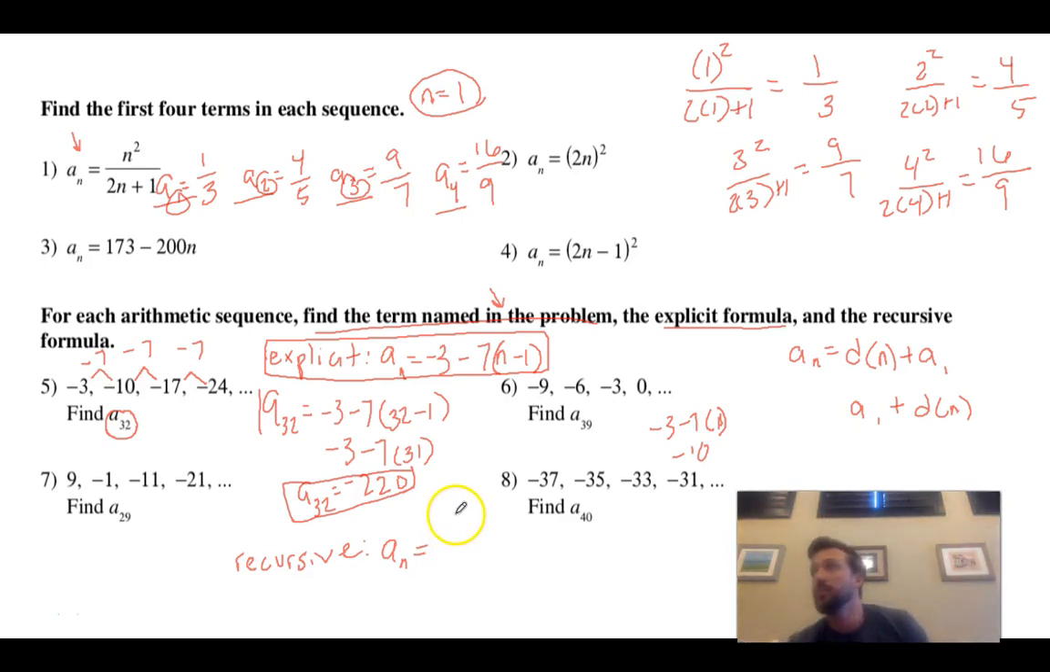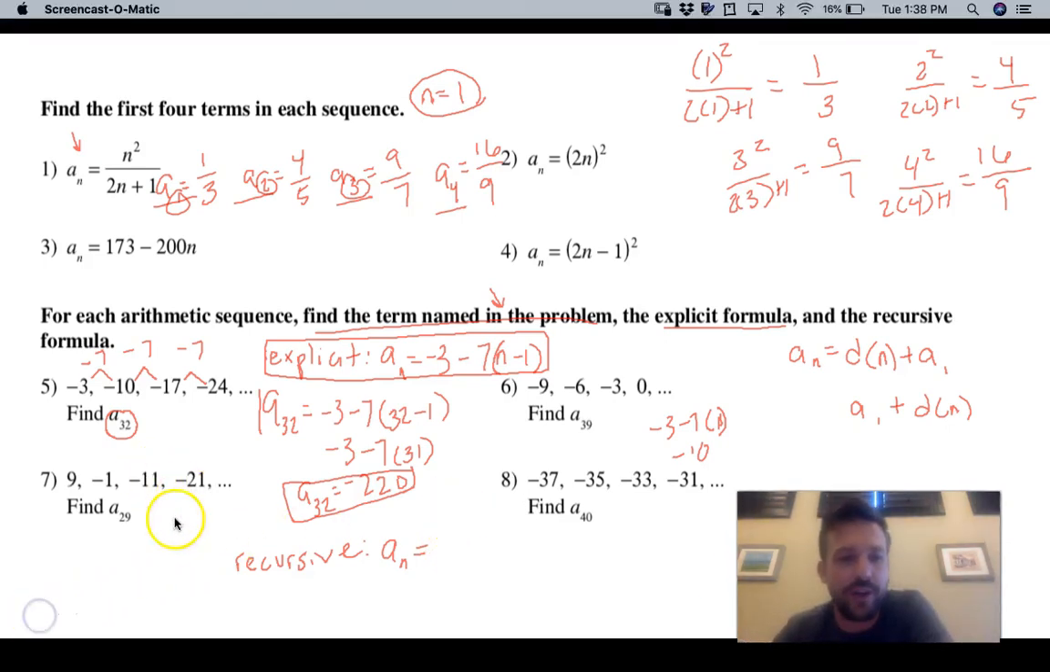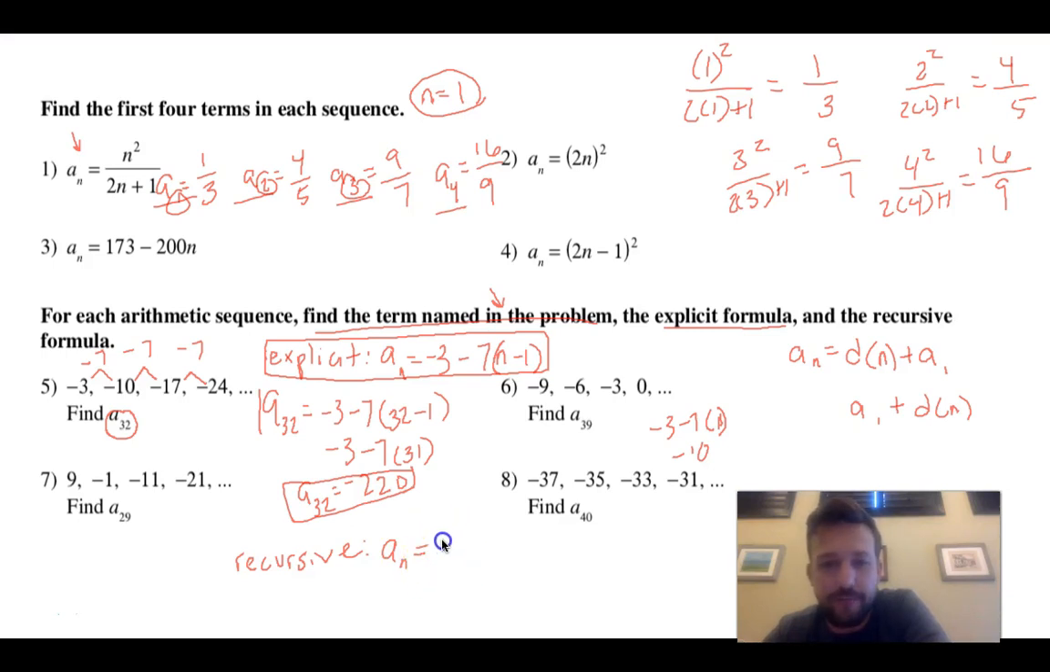Give me one second. Okay, I'm back. I hope that I'm still on the pin. I think I am. Okay, so it's a sub n, and then what you're going to do is start with the previous term. So we're going to do a sub n minus 1. No, I'm not on the pin. Yeah, there it is. Okay.